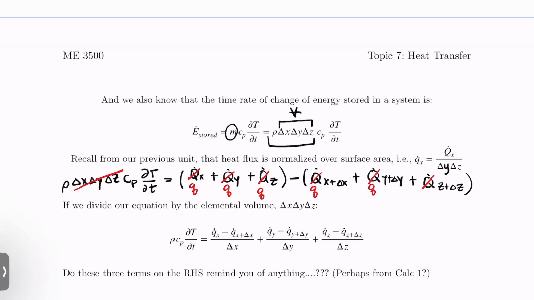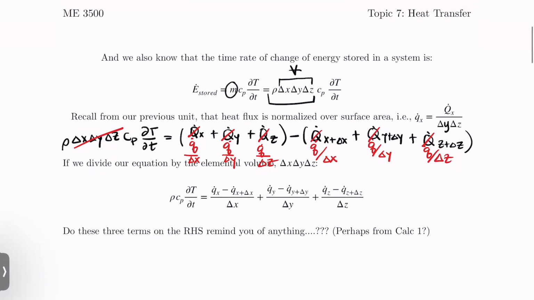Divided by the leftover length. So in the x direction, we end up with divided by delta x. This is divided by delta y. This is divided by delta z, divided by delta x, divided by delta y, and then divided by delta z. Okay? Which I have typed right here. I'm just combining the x direction q dots, the y's, and the z's. Do these three terms on the right-hand side perhaps remind you of anything?